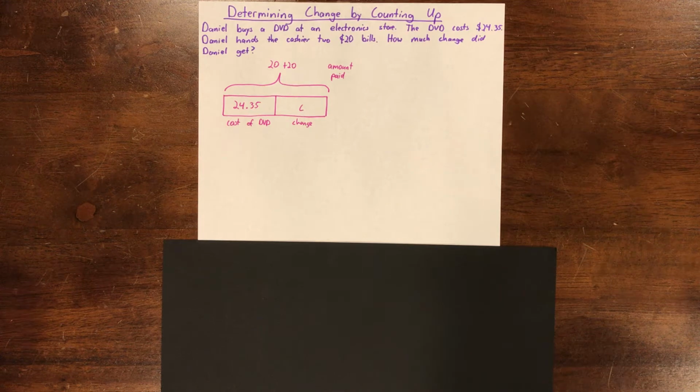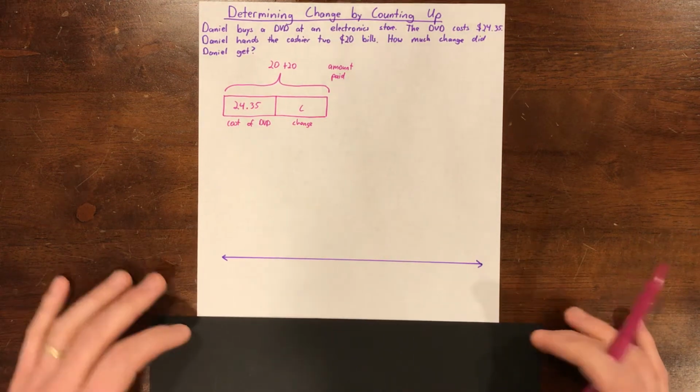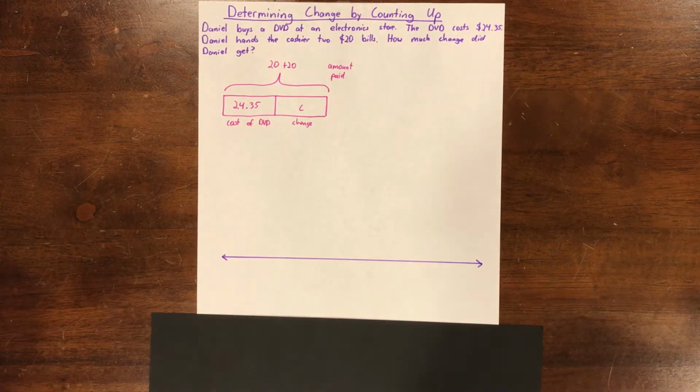Okay, so there are a lot of different ways you might solve this problem. You know, one way that students found helpful last year when they were working with change was actually using a number line. So I've got one here. What would be the two numbers we would want to start with on this number line? Say it out loud.